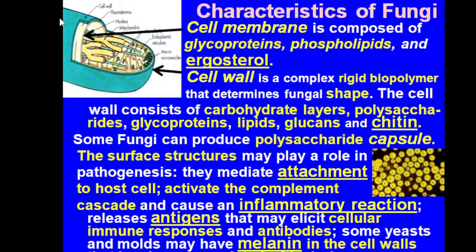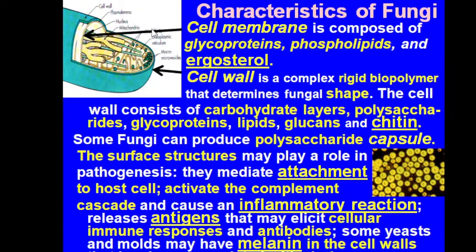Then, apart from the cell membrane and cell wall, the fungal cell may be covered from outside with a polysaccharide capsule, and that is a property common also in bacteria. And then the surface structures of the fungi, the membrane, the cell wall and the capsule, may have a very important role in the pathogenesis of fungal diseases. Why? What is the function of these organelles? First, they mediate the attachment to the host cells or host tissues. For example, the chitin layer or cell wall layer or the capsule may do this.